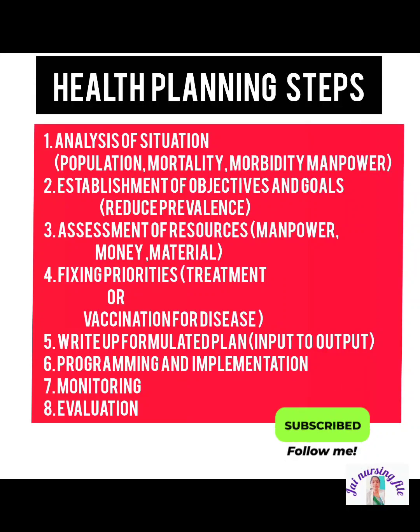Unit 2, Health Planning Steps. The first one, analysis of situation. First you have to analyze population, mortality, morbidity and manpower. And second one, establishment of objectives and goals. So we have to reduce the prevalence.